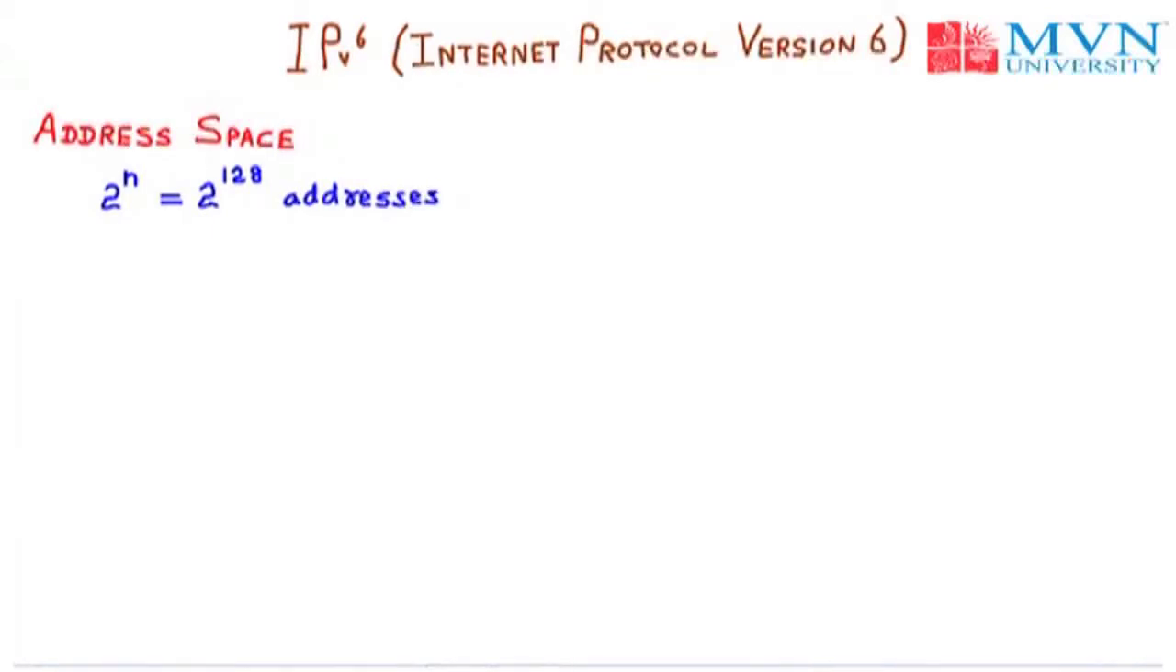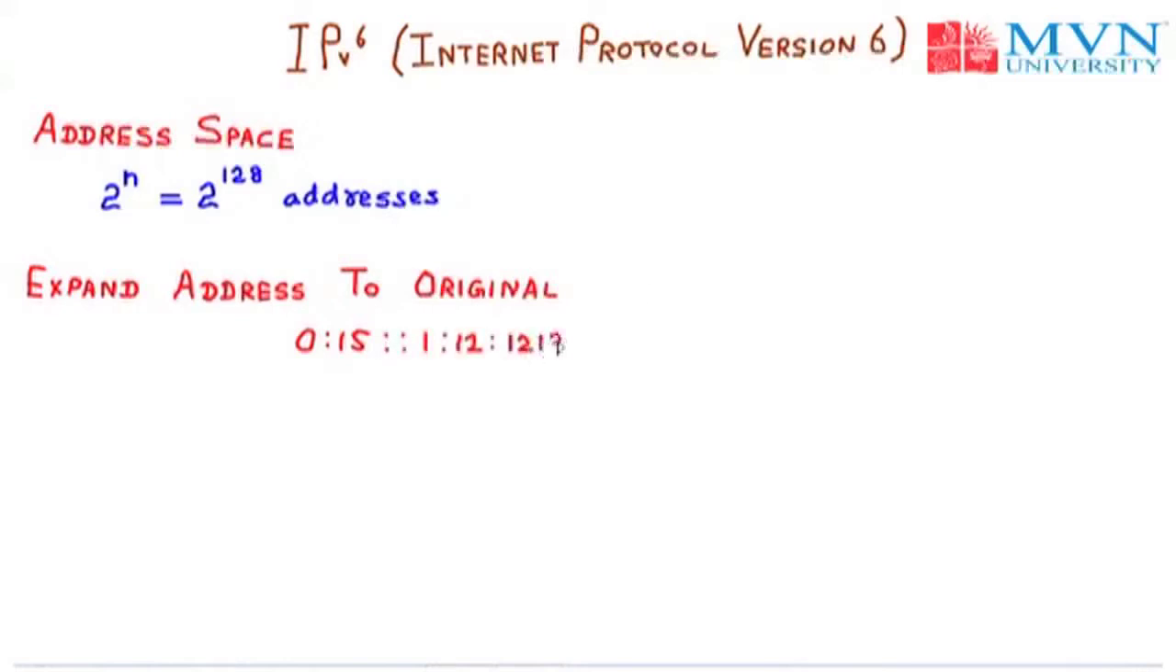Now we will take an example of a numerical by which we will understand the IPv6 address. You may get a numerical in an examination to expand a particular address, from the abbreviated form given to the original one. So expand the address which is given to the original. For example, we are given an address that is 0:15::1:12:1:3. So we have to expand this address to the original IPv6 address.